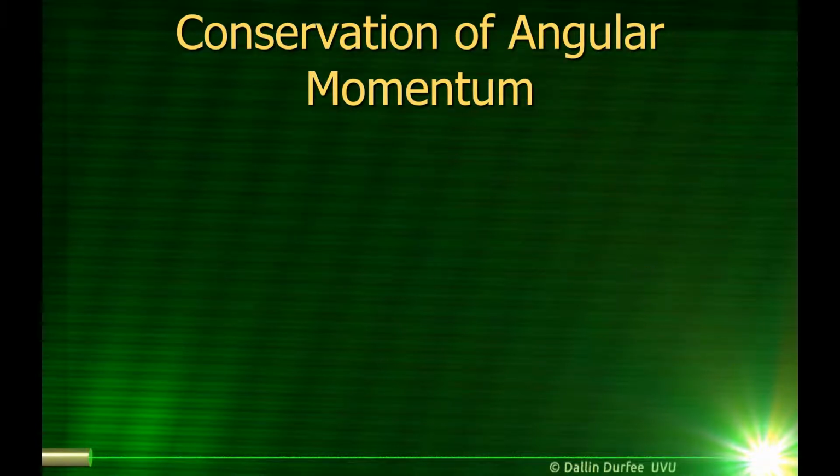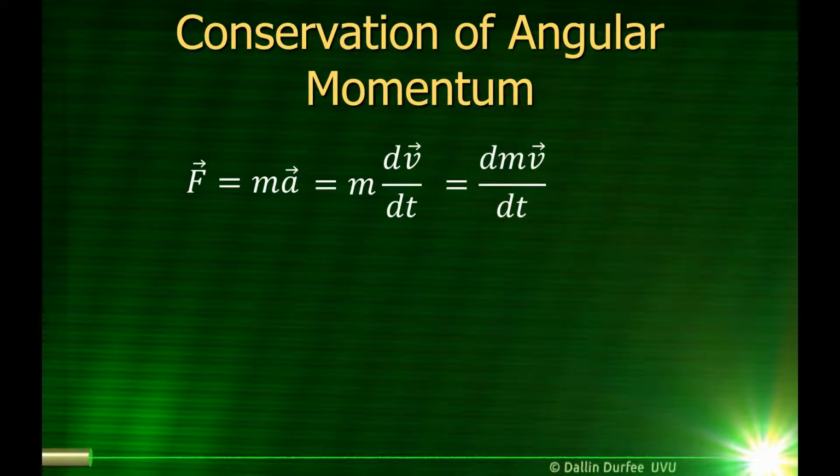Okay, now let's talk about conservation of angular momentum. When we talked about linear momentum, we started with Newton's second law, F equals ma, and then we said, well, look, acceleration is just the time derivative of velocity. And then if I pull mass into that derivative, I have the derivative of mv with respect to time, and m times v is just the momentum. So force is the time derivative of momentum. Therefore, if there's no force acting on a system, the momentum of that system will be conserved.